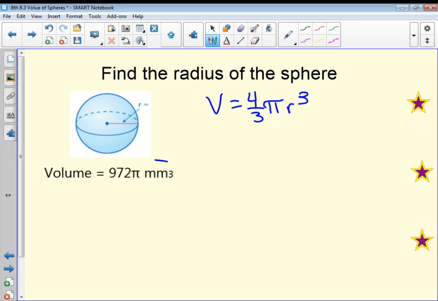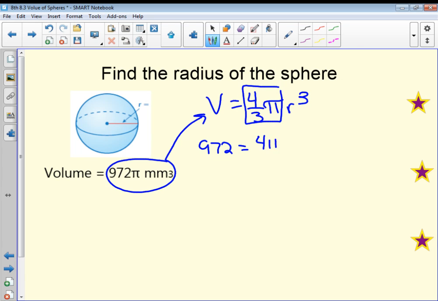Okay, so this is where we're going to substitute in where V is. So 972 equals, I'm going to write this together just to save a step. So 4 pi over 3 times radius cubed. Okay, my next step is to multiply by the reciprocal of this fraction.